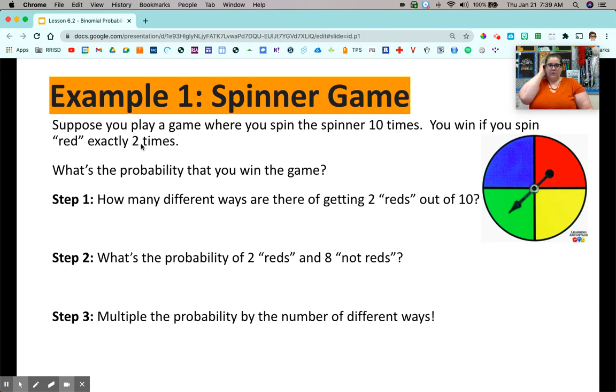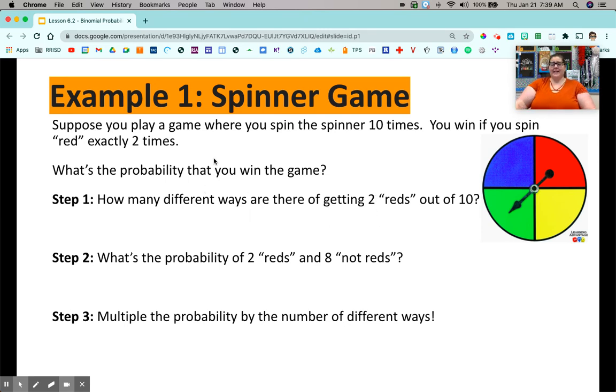So step 1 is to figure out how many different ways there are of getting 2 reds out of 10. Remember, I could get red on the first 2 and not the last 8, or I could get not red on the first 8, but red on the last 2. There are a lot of different ways that could happen, and I need to figure that out. How many different possibilities are there of getting 2 reds out of 10?